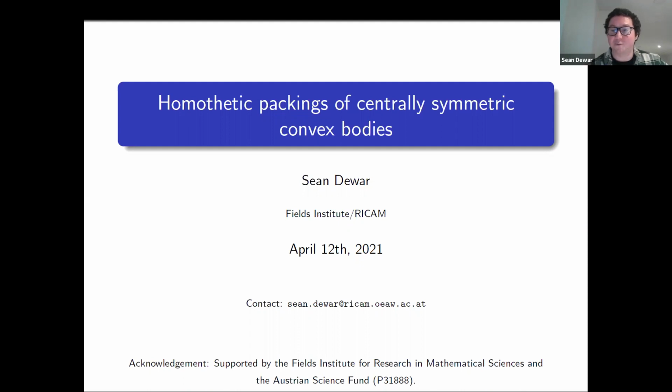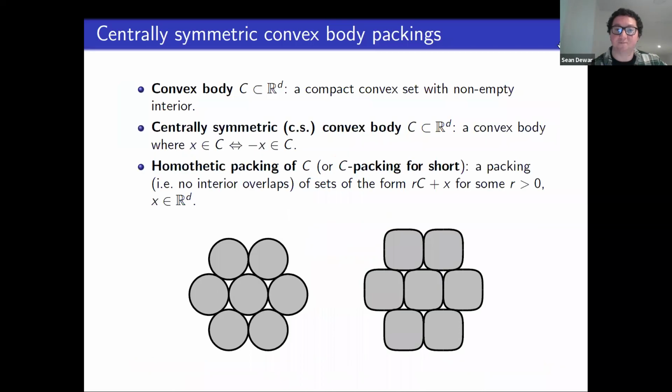Yeah, it's not exactly circle packings, but it's close, and it's got links to it. But yeah, I'm going to be talking about, instead of packing circles, we're going to be packing the next level of generalization, which is going to be the centrally symmetric convex bodies.